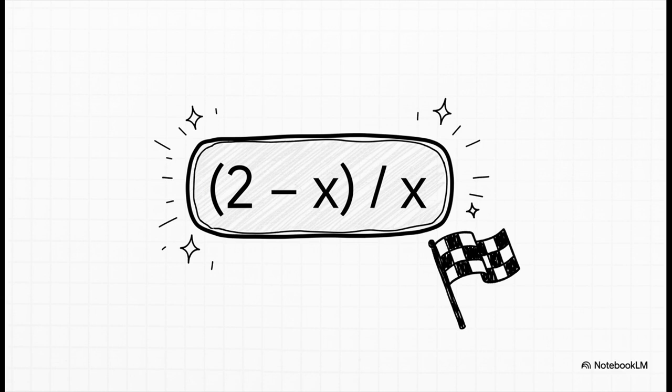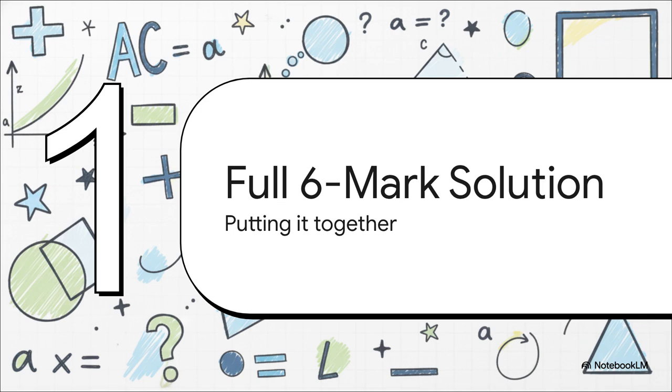So after all that chaos of canceling, what are we left with? This beautifully simple little fraction, 2 minus x all over x. And that is it. We've totally solved this beast of a question. So let's just take a step back for a second and see what we did. We took this big, complicated, multi-part question, and we just broke it down, piece by methodical piece. And by doing that, we've nailed all 6 marks.